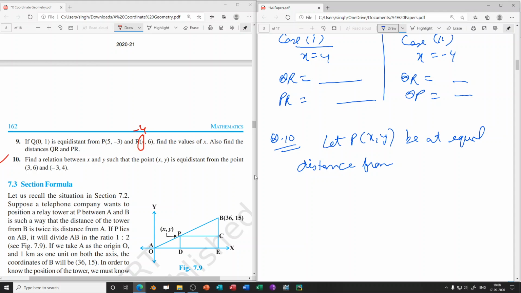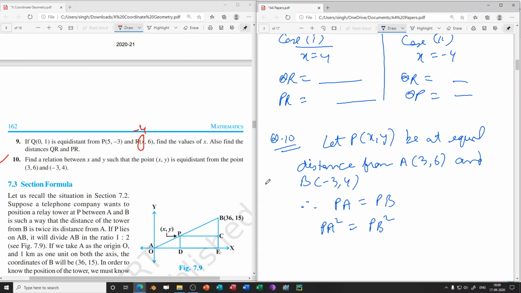So let the first point be A, from A 3, 6, and let us take the second point as B minus 3, 4. Therefore what we are having here, P is at equal distance from A and B, therefore we can say that PA equal to PB, or we can say that their square is also equal. PA square will be equal to PB square.